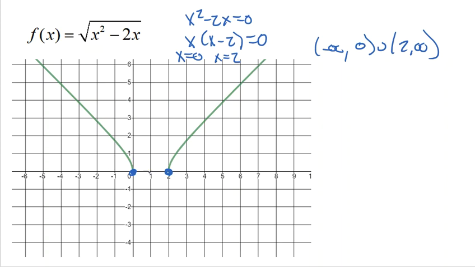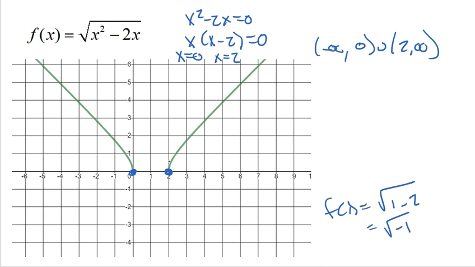And if you want to know why, it's because values in between 0 and 2 create a negative inside a square root, which you're not allowed to have. If you don't believe me, just plug in 1. For example, if I try to figure out f(1), the square root of 1 squared minus 2 times 1, that's 1 minus 2, which is negative 1. And you can't have a negative in a square root. So that's clearly why there's nothing going on in between there.